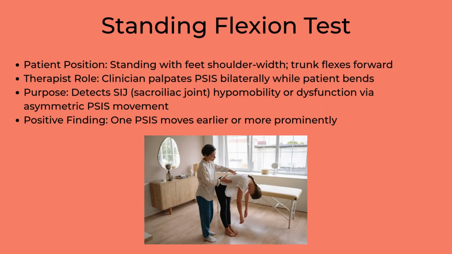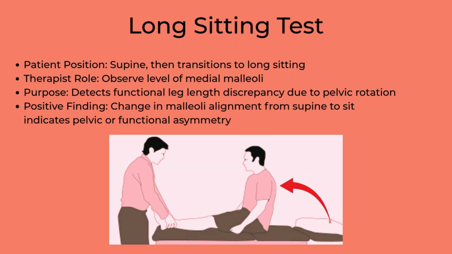The next test is the standing flexion test. This test is used to detect sacroiliac joint hypomobility or dysfunction. The patient stands with their feet shoulder-width apart, and the examiner palpates their posterior superior iliac spines, or PSIS. The patient then flexes their trunk forward. The image shows the examiner standing behind the patient, with hands on the PSIS, as the patient bends forward. A positive finding is when one PSIS moves earlier or more prominently than the other, indicating potential restriction in the sacroiliac joint.